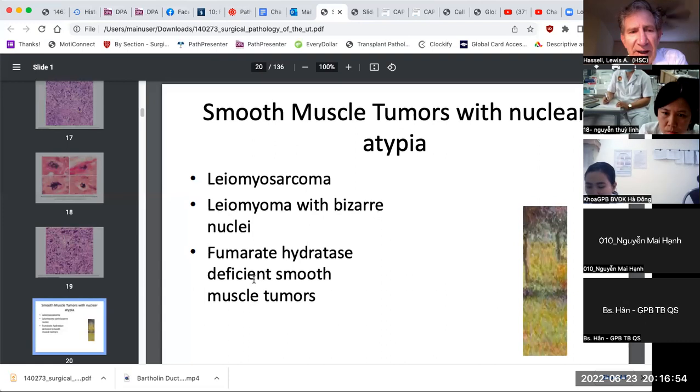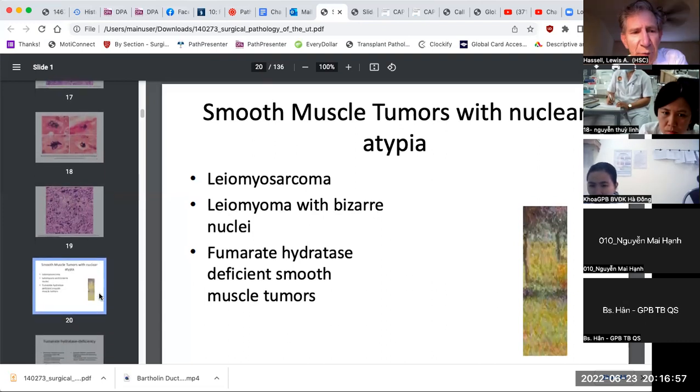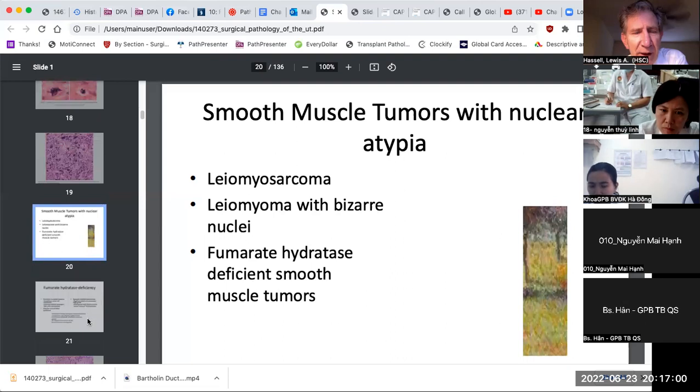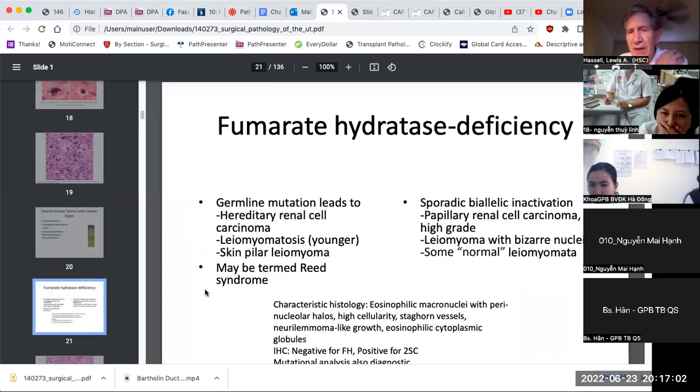This is an entity that is more recently recognized, and it is most often occurring in a germline mutation form. There are some sporadic versions of this that get biallelic inactivation of this gene. But in either case, there are other tumors or other issues that can be involved, and so making this diagnosis is important.